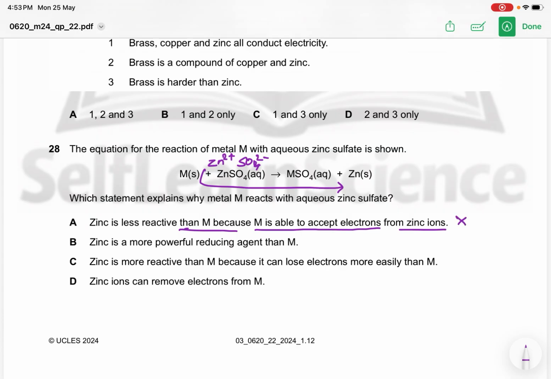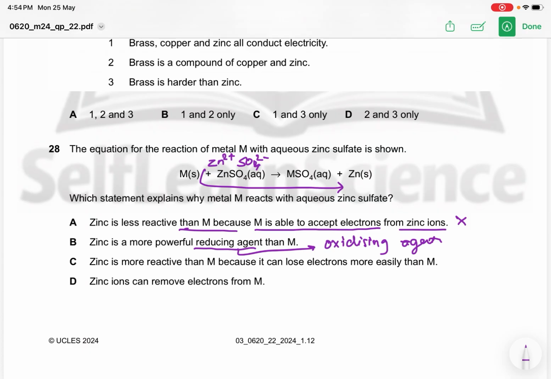Zinc is more powerful reducing agent than M. Zinc is not acting as a reducing agent. It is acting as an oxidizing agent here, because zinc is actually accepting electrons from M. So it itself gets reduced and acts as an oxidizing agent.